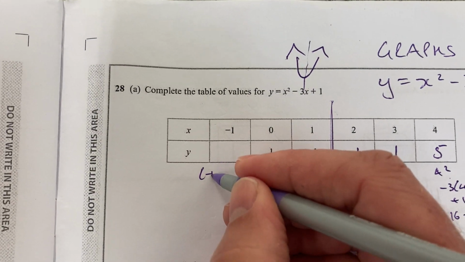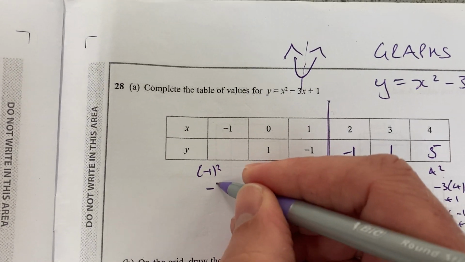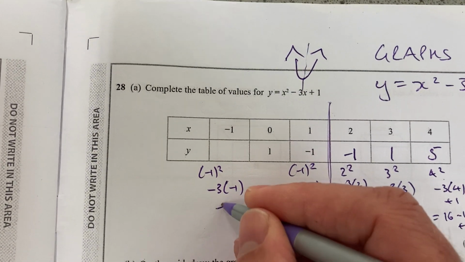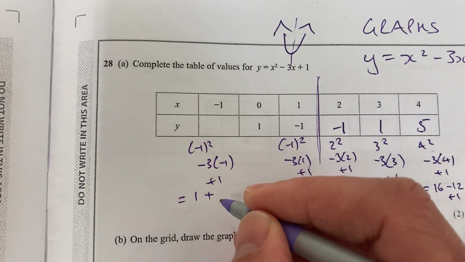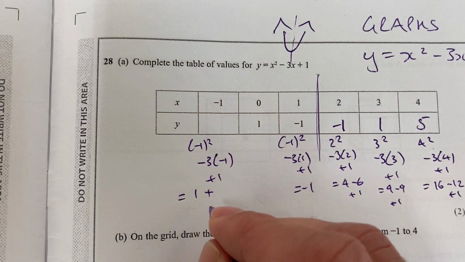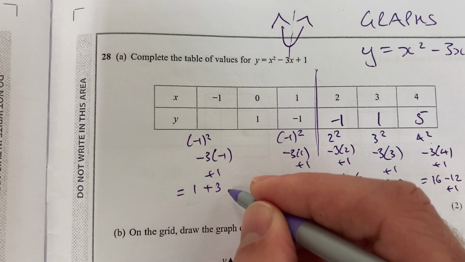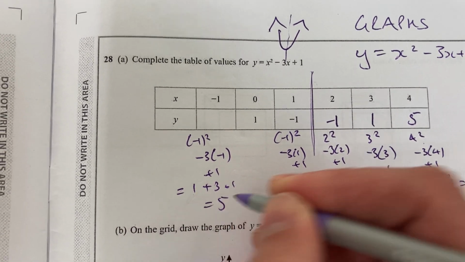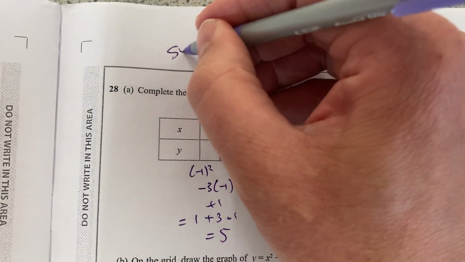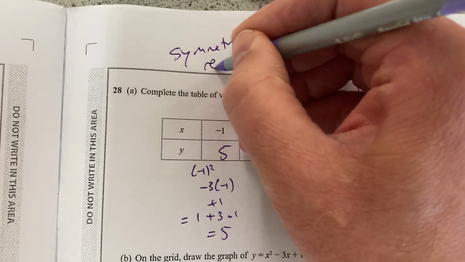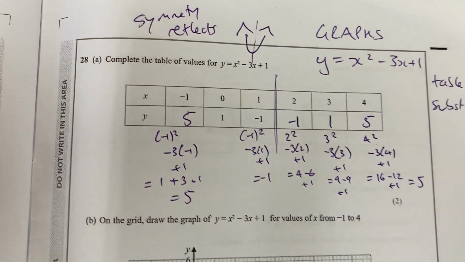So let's try this. Minus 1 squared minus 3 times minus 1 plus 1 is 1 plus 3 plus 1, which is 5, which is exactly what I was hoping for. So you can see it reflects, there's, as I say, there's symmetry, and I should see the shape reflecting.